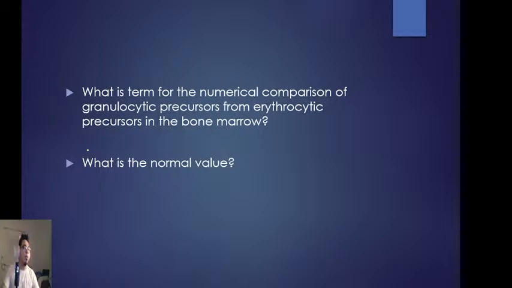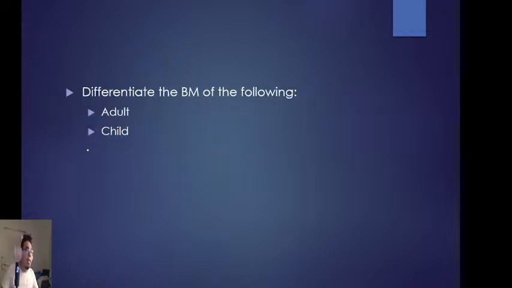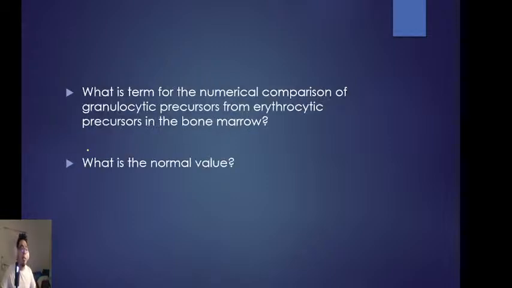Alright? Now, what is the term used for the numerical comparison between granulocytic precursors and the erythrocytic precursors? This is what you call the ME ratio. Alright? Don't forget, you have the marrow cellularity characteristics as well as the ME ratio. Alright? So there are two different concepts that you need to remember when you're studying the bone marrow: ME ratio and the marrow cellularity. Right? Those are two different concepts. Please do not interchange them. So granulocytic precursors, and erythrocytic precursors.